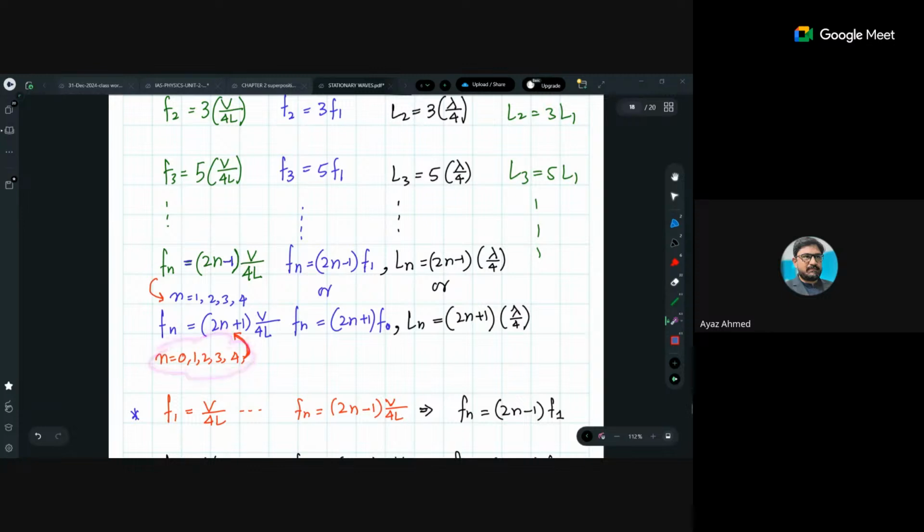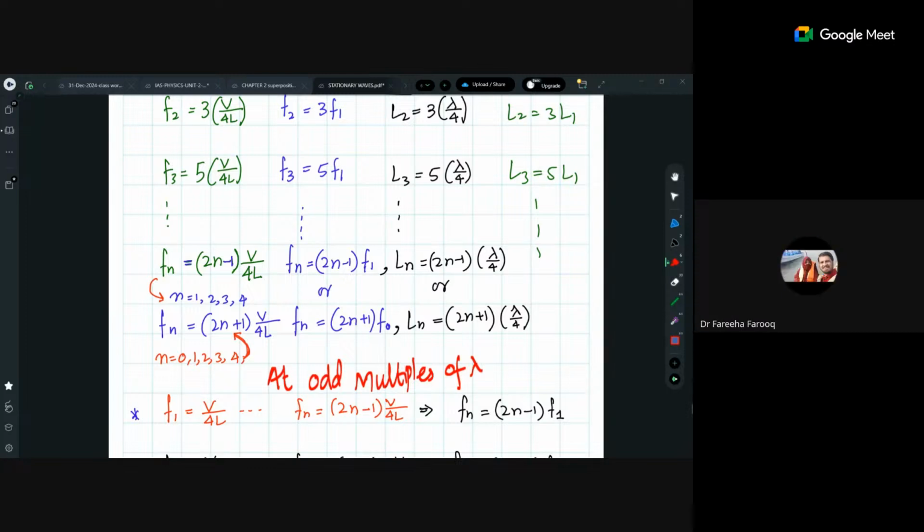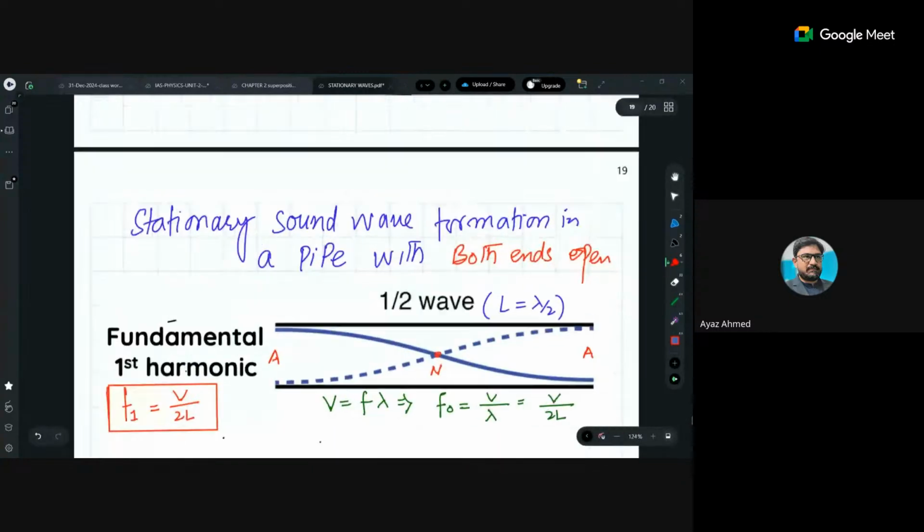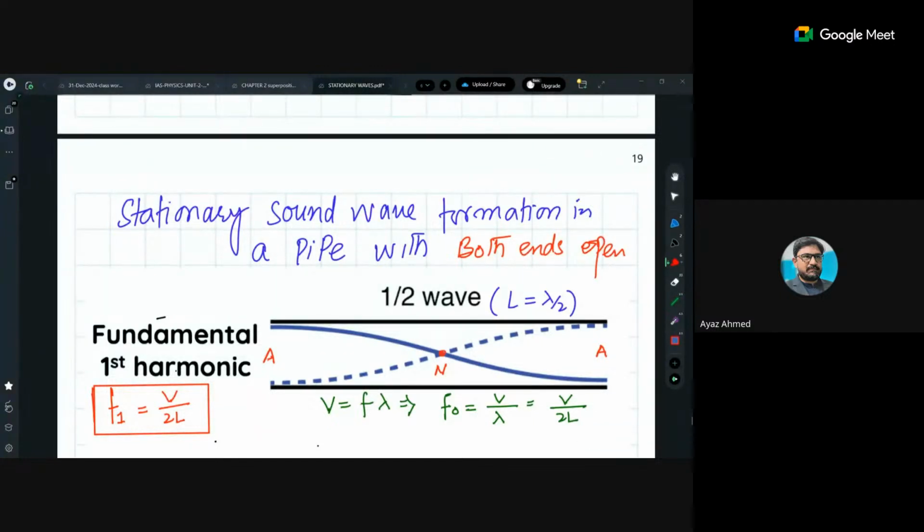So at all odd multiples of lambda, you are getting this frequency. Is this clear to you? Yes, sir, समझ आ गई. Okay. So this question is frequently asked, so please remember this.